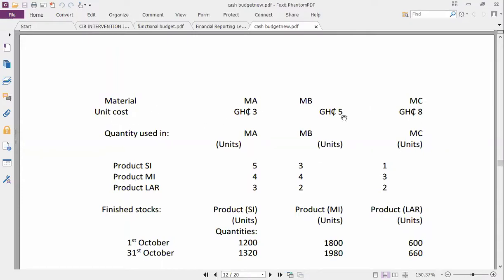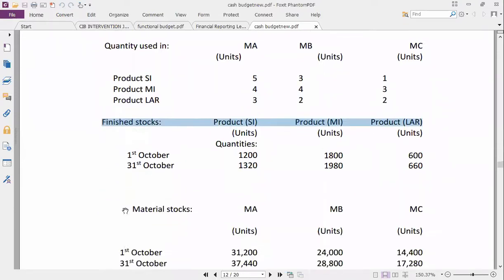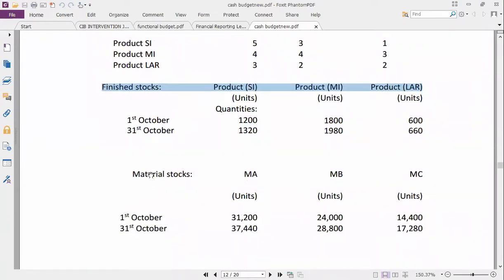Unit costs are there. This one we calculate by ourselves. Quantity in use. That means if they want to produce a unit of product SI, they need 5. They have to use 5 of material MA in order to produce. Good. And then the rest are there. Then they have a finished goods stock, and they have a raw material stock. This is the opening inventory, this is the closing inventory. It has been given straightforward. You don't need to calculate it. All of them will be given to you.